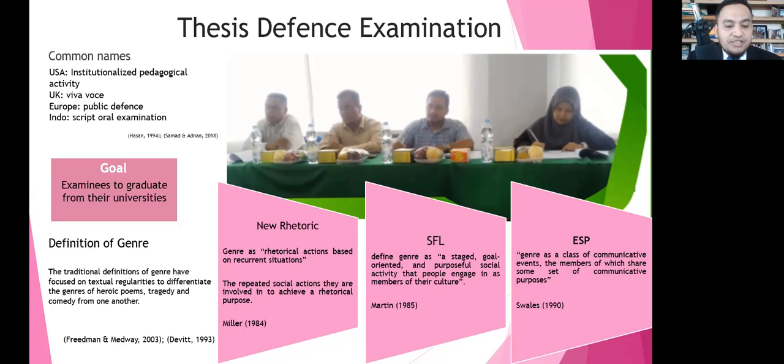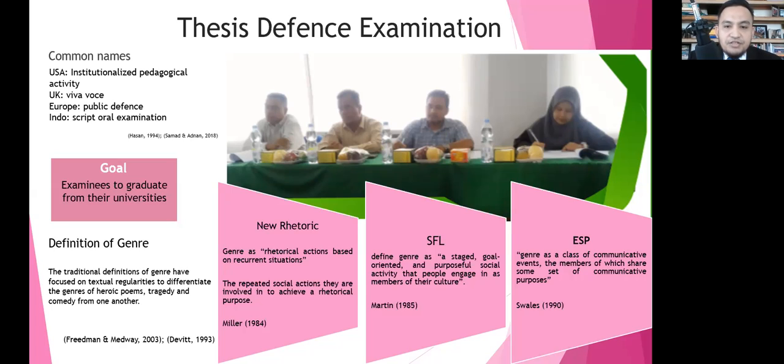As you can see there, Miller has defined genre as rhetorical actions based on recurrent situations. This means that a genre is formed based on frequent practices within a given community that agrees to use these common practices as a convention in the community. For example, delivering a sermon.